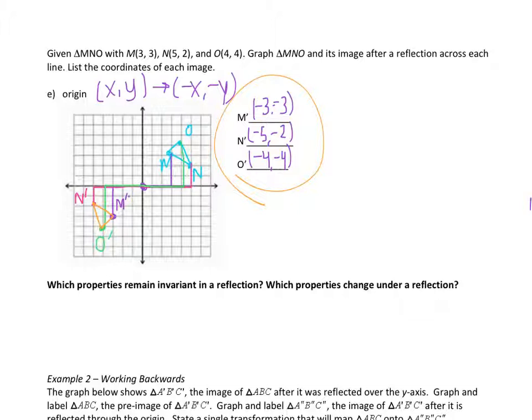So here we're asked the question, what properties remain invariant? And just a reminder, invariant means stays the same.